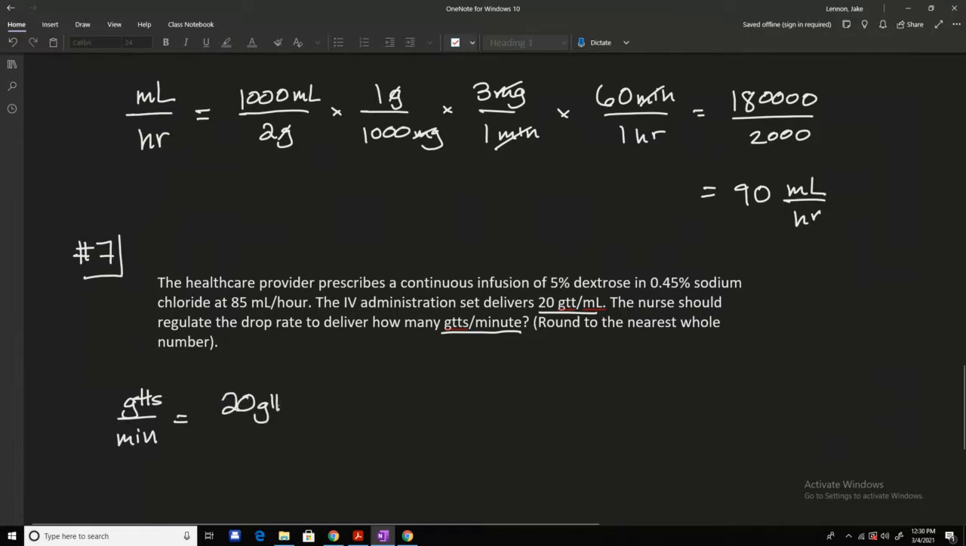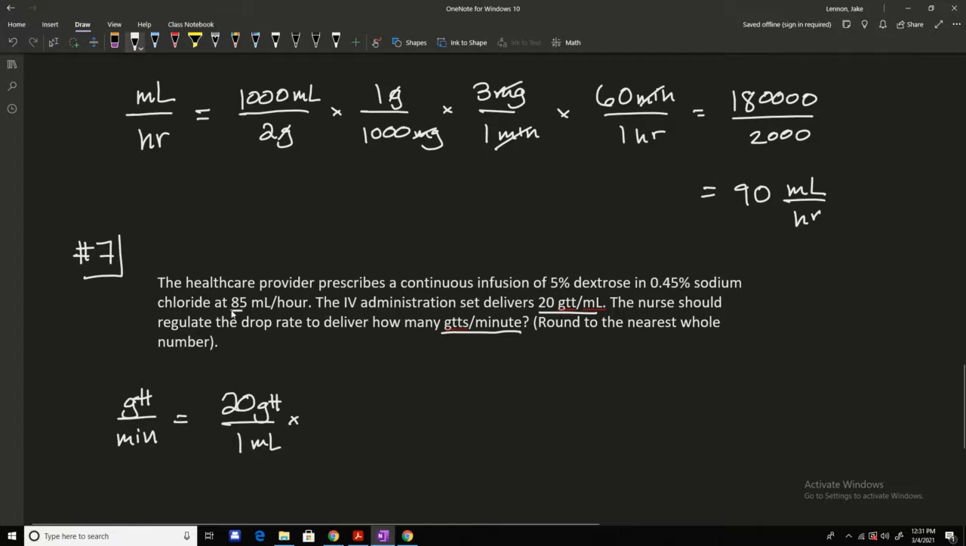So I've got 20 GTT over 1 ml. Or you can use GTTS. I don't know if it matters. Let's just stick with GTT to be consistent. So I get rid of this S. All right, so now we need to cancel milliliters because that's on the bottom and it's not what we want to finish with. We want to finish with drops per minute.